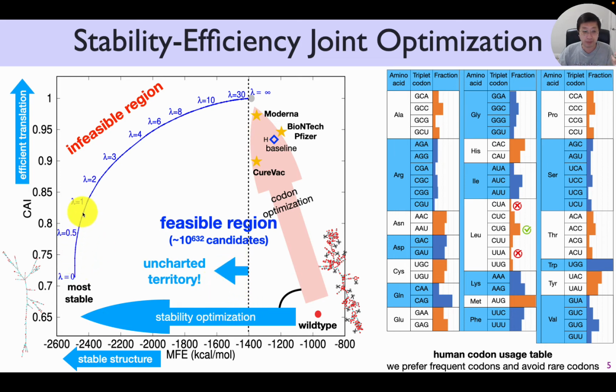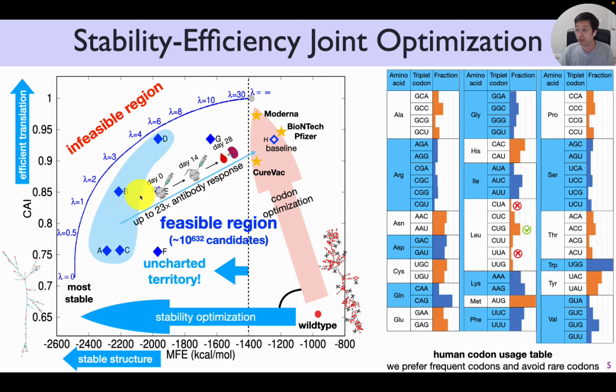But there is a feasibility limit. That's the blue curve here; beyond that curve, there's no design that is available. But to the lower right of that curve, everything is possible, and you have a huge number of possible candidates. So this is a huge uncharted territory waiting for us to explore, and we explored some of it, which showed up to 23-fold increase in antibody response. But actually, there are way more candidates in here that we haven't had a chance to explore. So possibly somewhere here is even better.